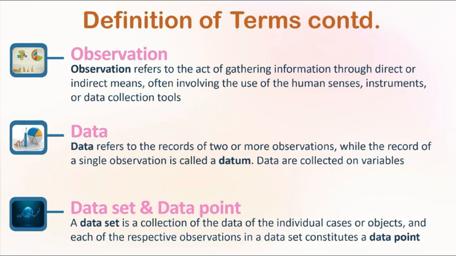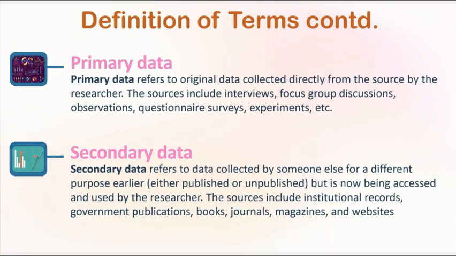Another key term to be defined is data. Data refers to the records of two or more observations, while the record of a single observation is called a datum. Data are collected on variables. Other key terms to be defined are dataset and data point. A dataset is a collection of the data of individual cases or objects, and each of the respective observations in a dataset constitutes a data point.